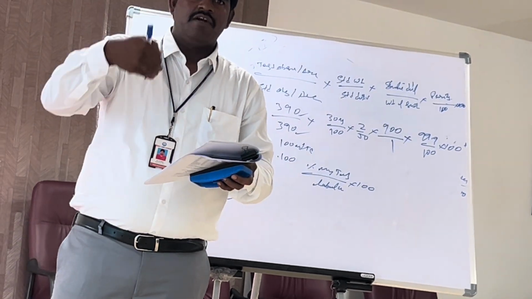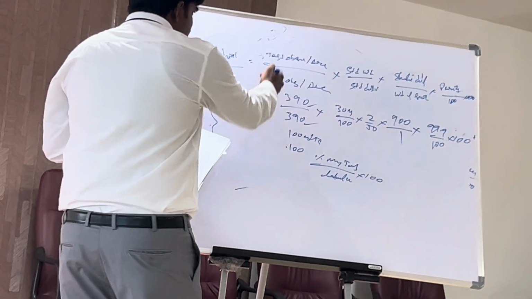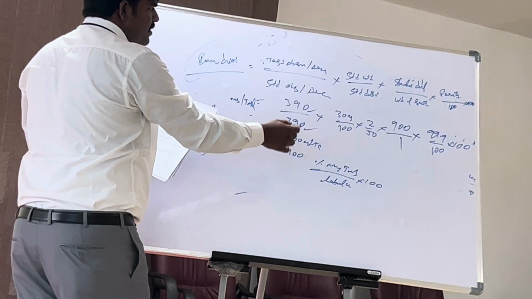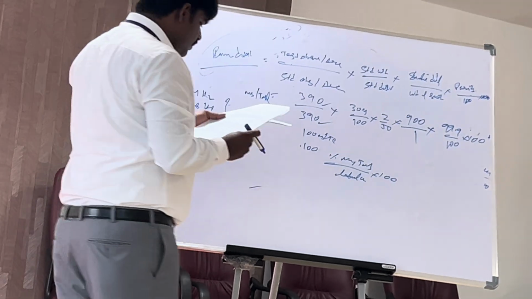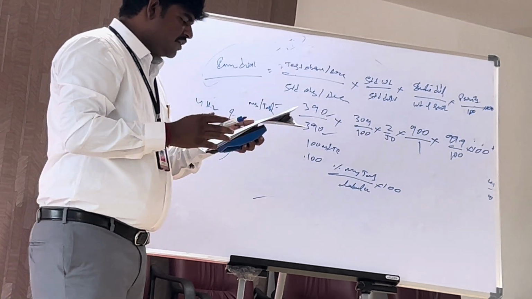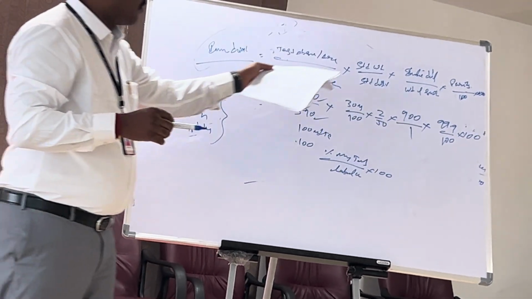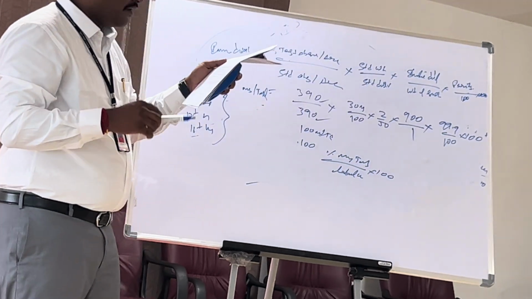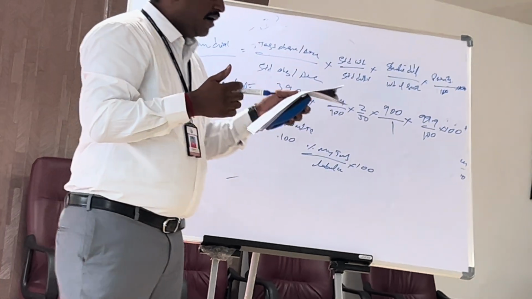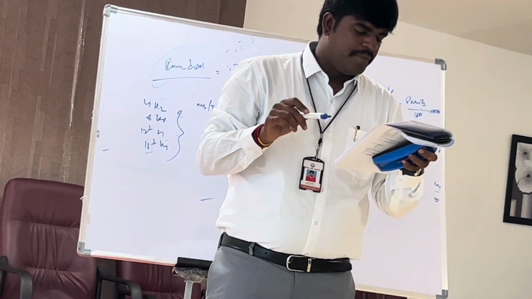The cycle will go up to 16 hours. There are 4 time points. Here also the same practice: test absorbance divided by standard absorbance, into standard weight divided by standard dilution, into purity of the standard, whatever the volume you have taken, sample dilution divided by tablet or capsule, into purity of the standard, into 1000, into 100, divided by label claim.